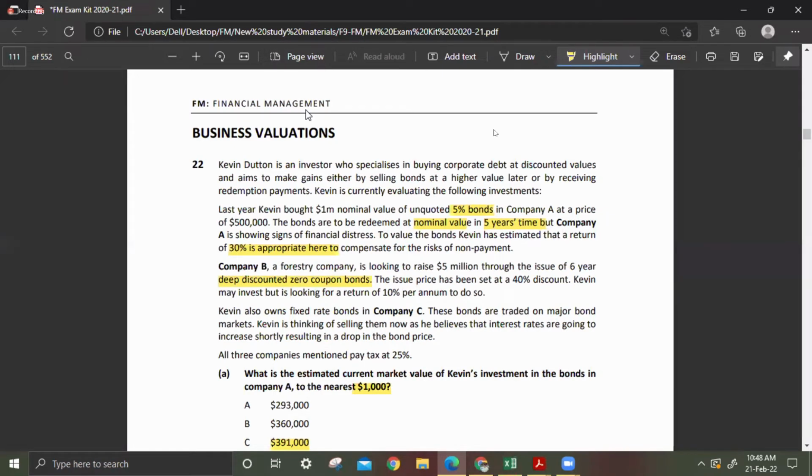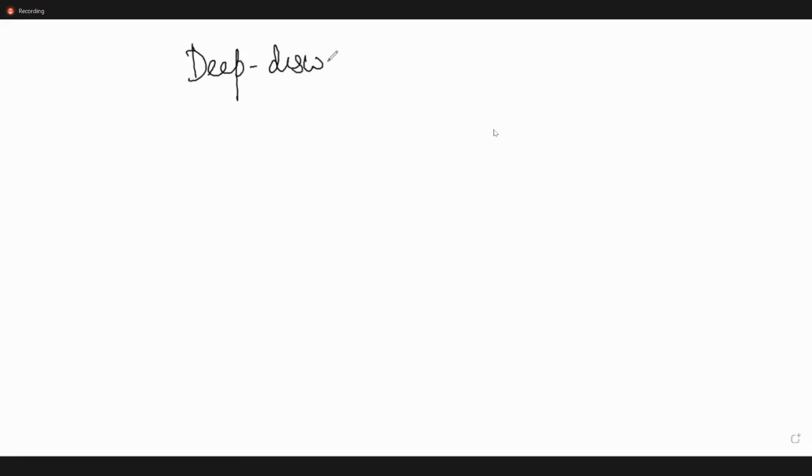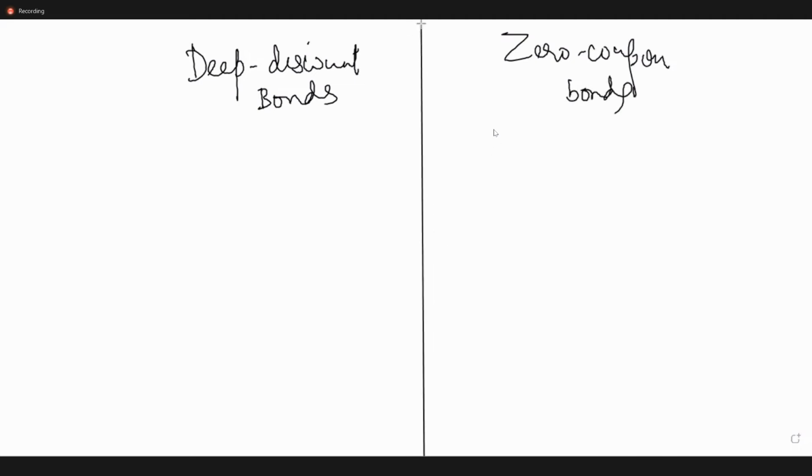What is the difference between deep discount bonds and zero coupon bonds? Can anybody tell me? What do you mean by coupon? What is the word meaning coupon? Interest rate. They'll tell you, 8% bond, 6% bond, 5% bond. That is called as the coupon rate. So please don't get confused between the coupon rate and the interest rate. That is the interest that you're getting on that bond.